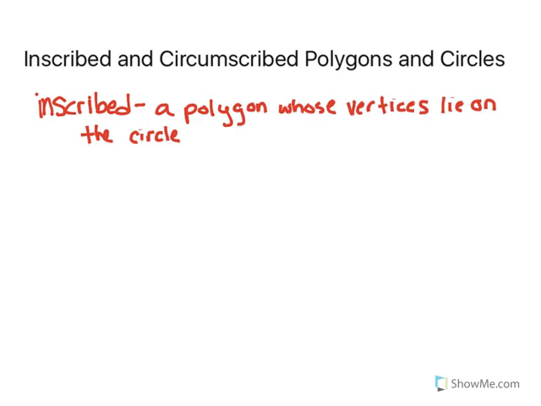In this video, I'm going to walk you through inscribed and circumscribed polygons and circles. So to begin, we're going to talk about what the word inscribed means. To inscribe means that a polygon has its vertices lying on a circle.